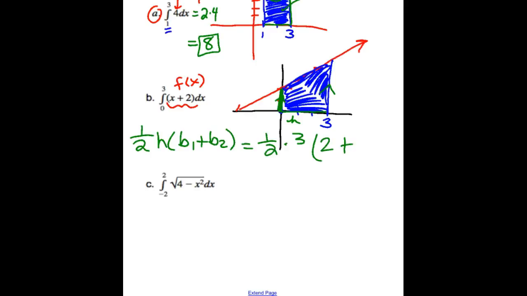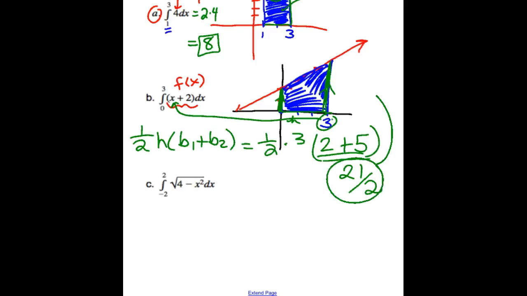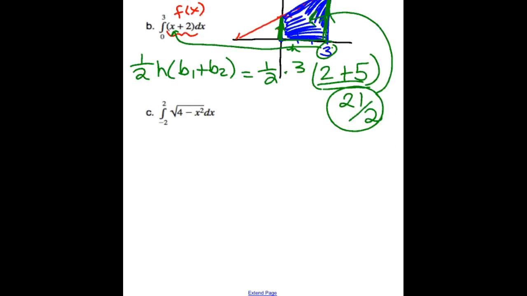2. And the next base, which you might say, I can't see that on the graph. You don't really need to, because again, you can just plug it in to figure out the y value there. So it would be up at 5. So this one would give me 7 times 3 is 21 halves as the exact area under the curve. There is no need to chop it into rectangles and approximate it, because I can find it exactly, because it makes a geometric figure.